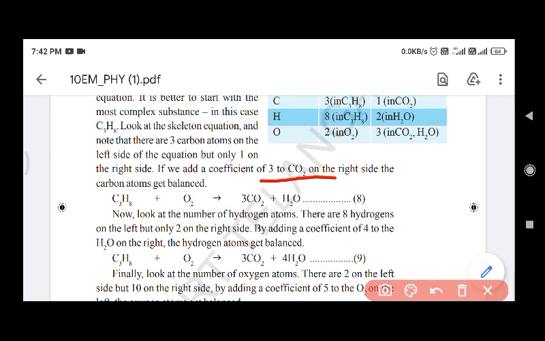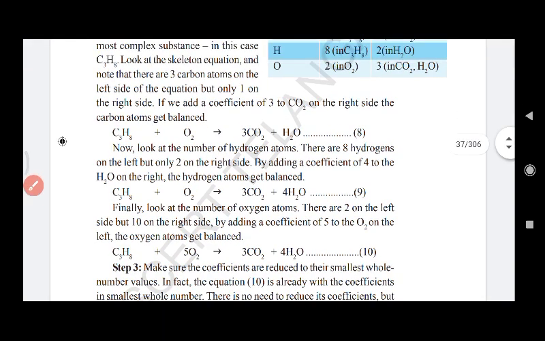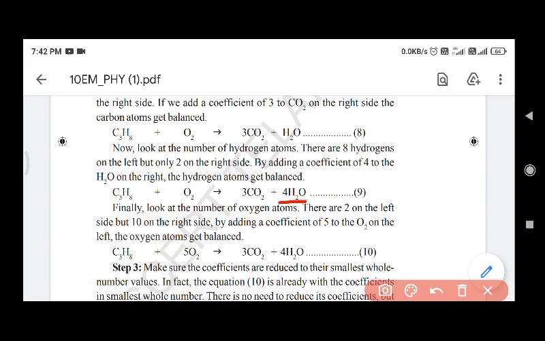To balance hydrogen atoms, I am writing the numerical number 4 before H2O. Okay, to balance hydrogen atoms, what number am I writing? 4 before H2O. Now hydrogen atoms are also balanced. We still have to compare oxygen atoms. On the left side we have in the oxygen molecule only 2 atoms. But on the right side, after writing 3 before carbon dioxide and 4 before water, 4 molecules of water. The 4 gives 8 hydrogen atoms, but 4 oxygen atoms.